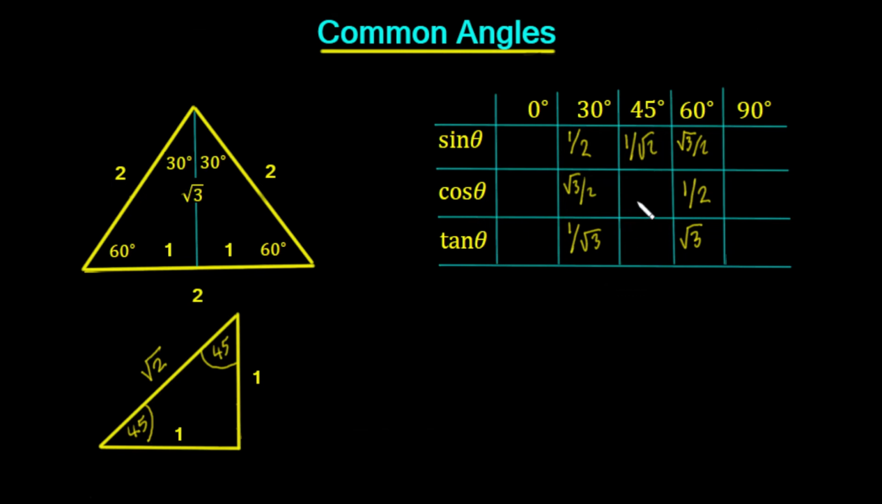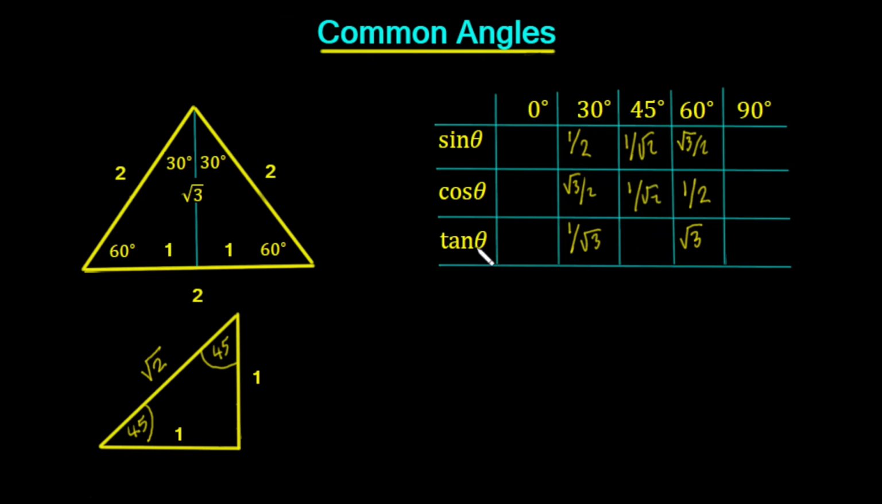Now we're looking for the cos of 45 degrees. So if we again take the angle 45 here, the cos is given by the adjacent divided by the hypotenuse. The adjacent to this angle here is length 1 and the hypotenuse is root 2. So again, that's 1 divided by root 2.